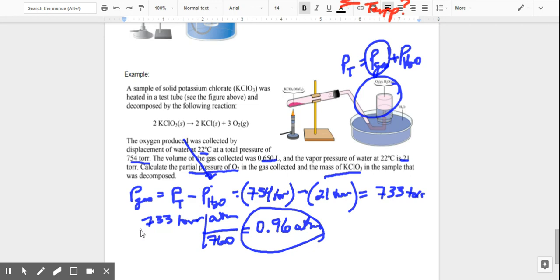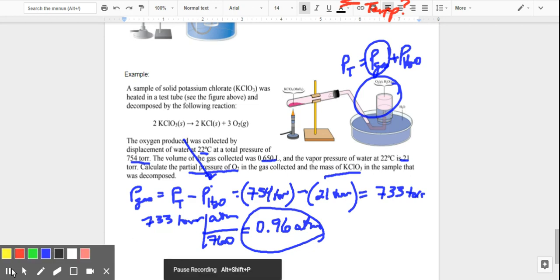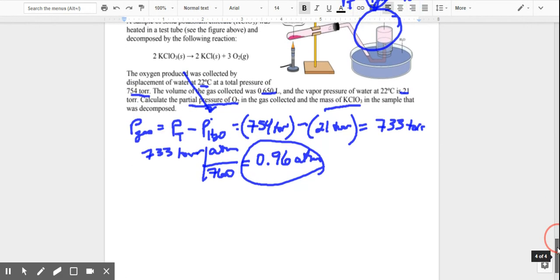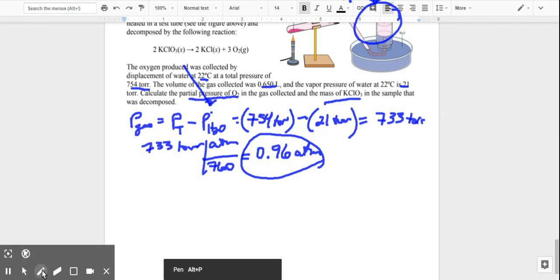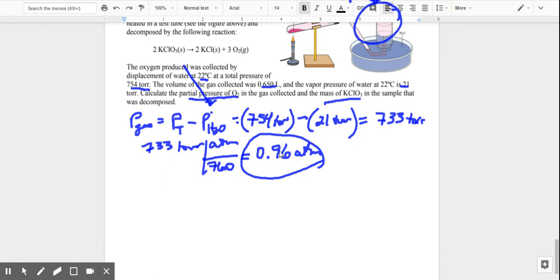Now for the second part of the question, let me move this up a little bit. The second part of the question wants us to figure out the mass of KClO3. So we're going to need to look at my balanced equation for this because we're going to have to do a little bit of stoichiometry. So I have the pressure of O2. I have the volume of the gas, so I have the volume of O2, and I know my temperature, which is 22 degrees Celsius.